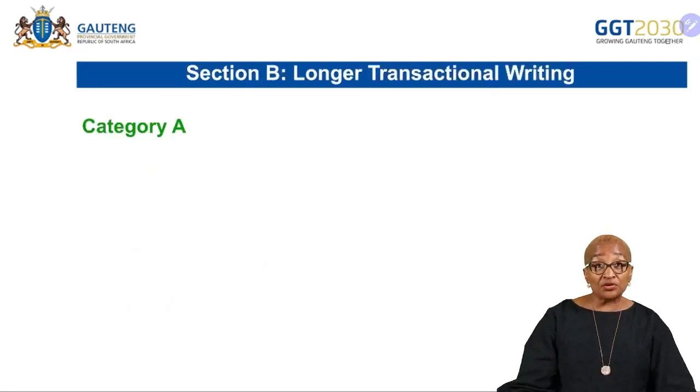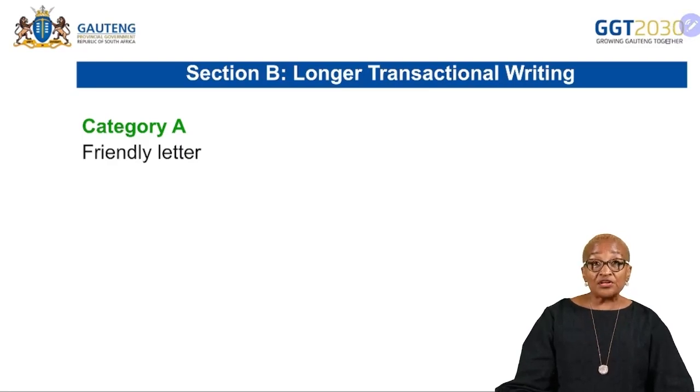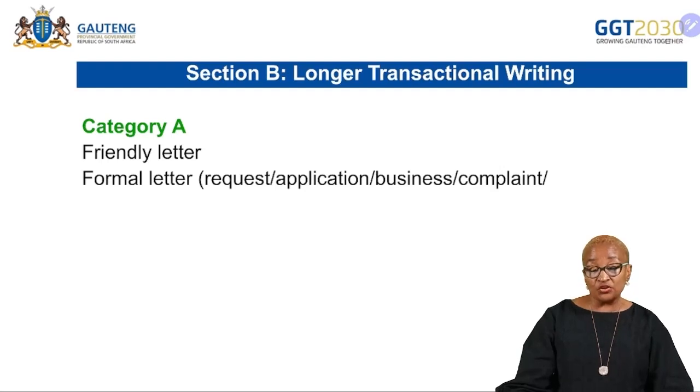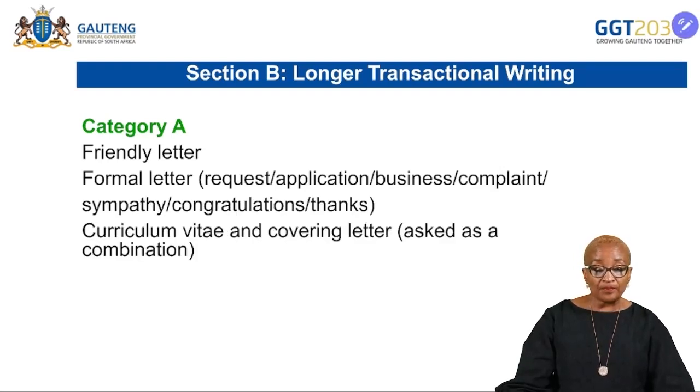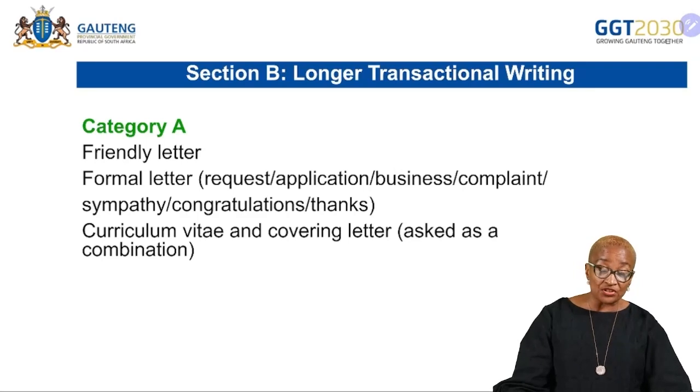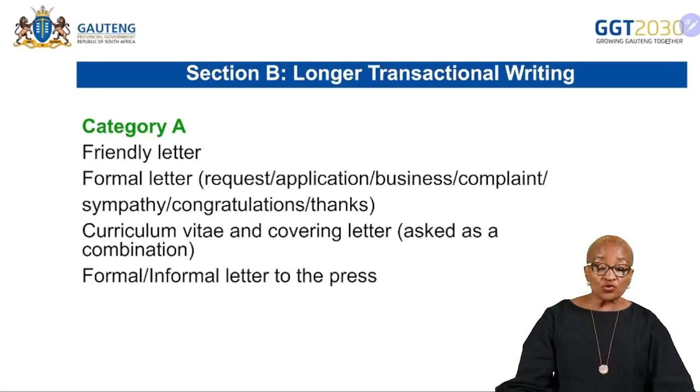Let's have a look at category A. This category is formed by a friendly letter, a formal letter. It could be a letter of request, an application letter, a business letter, a complaint, a sympathy, congratulation, or thanks. It is also made up of a curriculum vitae and a covering letter. In most cases, this is being asked as a combination. We also have a formal or informal letter to the press. And lastly, we have an email.